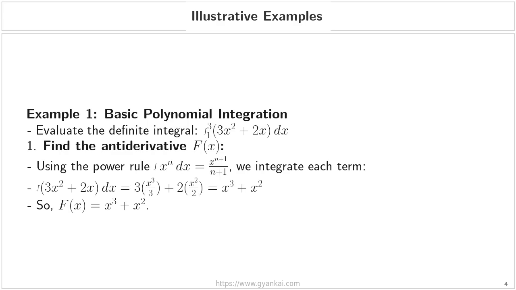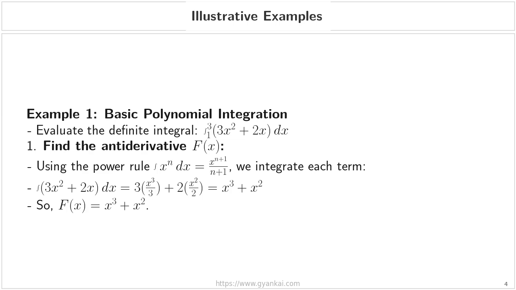Now let's begin with step 1, finding the antiderivative, which we've denoted as f of x. Remember, the antiderivative is a function that, when you take its derivative, gives you back the original function. To find the antiderivative of 3x squared plus 2x, we'll use the power rule for integration. The power rule states that the integral of x to the power of n is x to the power of n plus 1, all divided by n plus 1.